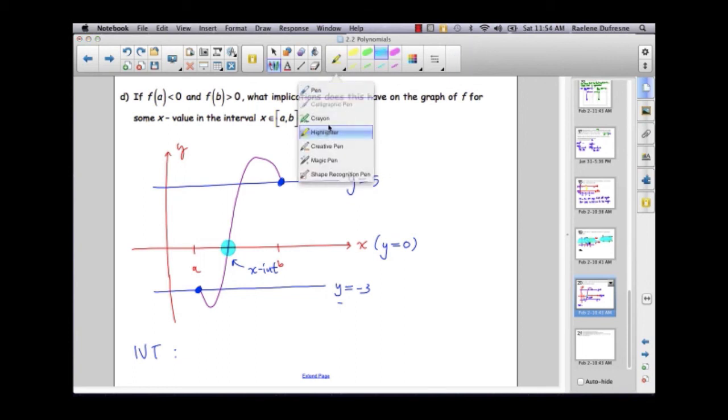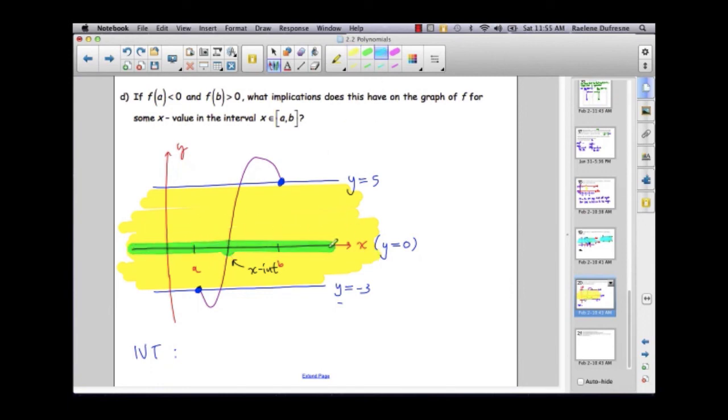Every y value in the interval from a height of -3 to a height of 5 must be taken on, including a special height of 0, because that height of 0 represents the x-axis, the x-intercept. So we use the intermediate value theorem a lot when we are looking for x-intercepts.